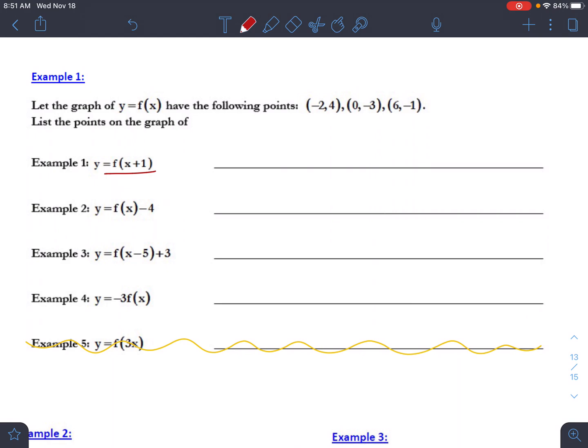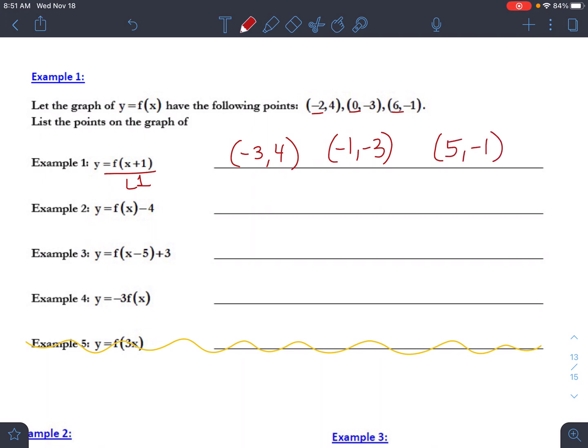So f of x plus 1, this means left 1. That's the first thing you want to think of. So what does that mean when I move left 1? All my x values, I'm going to subtract 1. So instead of negative 2, 4, I'm going to be at negative 3, 4. Instead of at 0, negative 3, I'm going to be at negative 1, negative 3. And instead of 6, negative 1, I'm going to be at 5, negative 1.